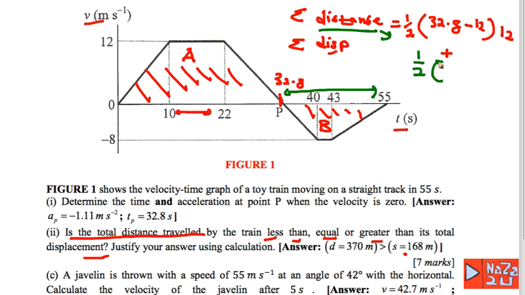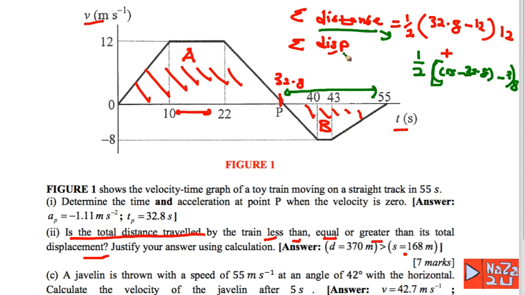Okay, right here 55 minus 32.8, right? And here 43. The distance here is 43 minus 40, which is 3, and the height here is 8. So this is the distance.